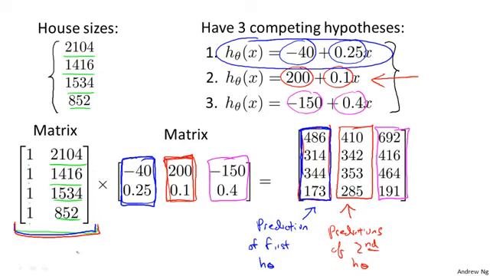And so I didn't step through all the details, but feel free to pause the video and check the math yourself and check that what I just claimed really is true. But it turns out that by constructing these two matrices, what you can therefore do is very quickly apply all 3 hypotheses to all 4 house sizes to get all 12 predicted prices output by your 3 hypotheses on your 4 houses. So with just one matrix multiplication step, you manage to make 12 predictions.